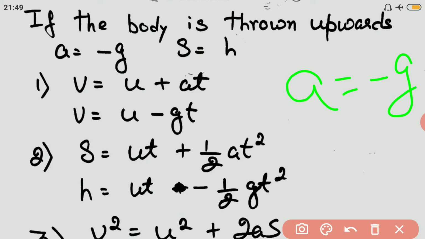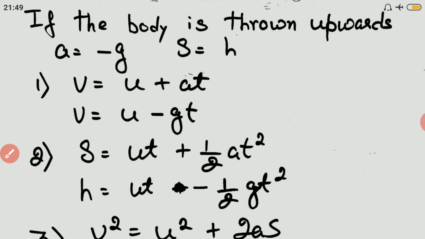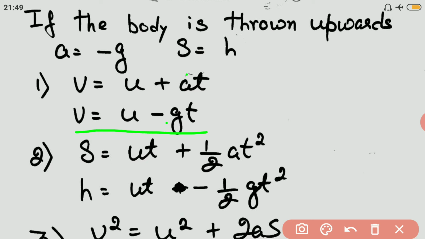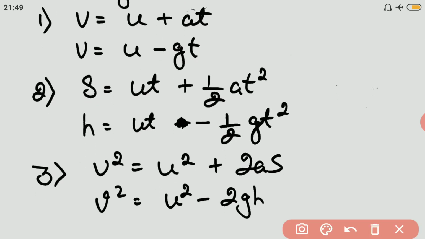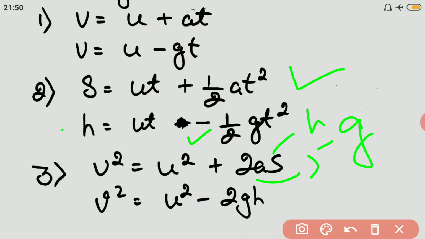So here you can see the first equation of motion will take the form v equals u minus gt. So u comes here and a becomes minus g. Now the second equation of motion, which is s equals ut plus half at square, will take the form: s becomes h, u and t remain the same. Now a becomes minus g, therefore plus into minus, I shall get a minus sign here. You can do the calculation, minus half gt square. And the last equation will take the form v square equals u square minus 2gh, because a becomes minus g, whereas s becomes h. I hope you understood this scenario.